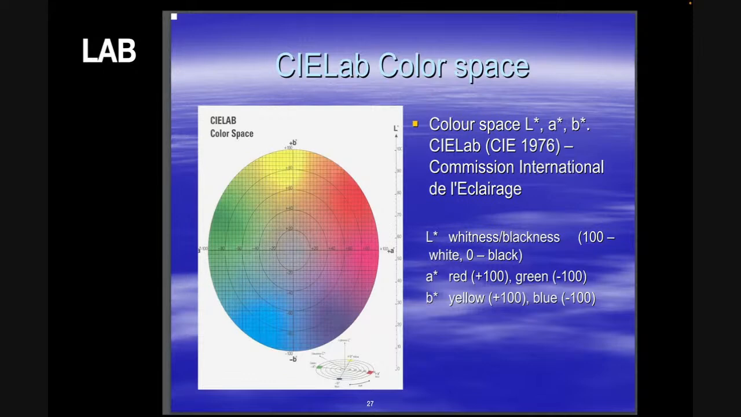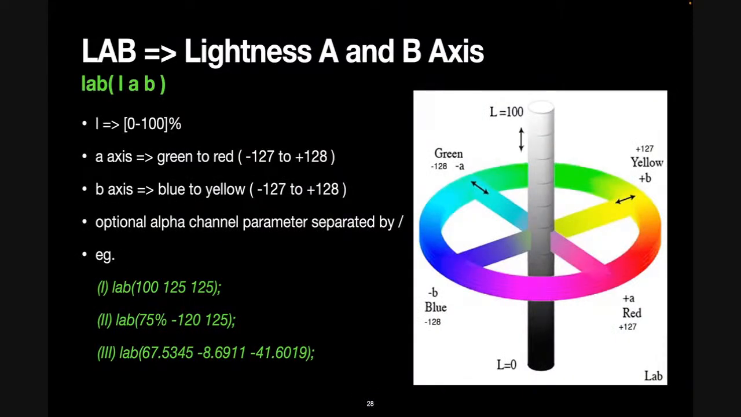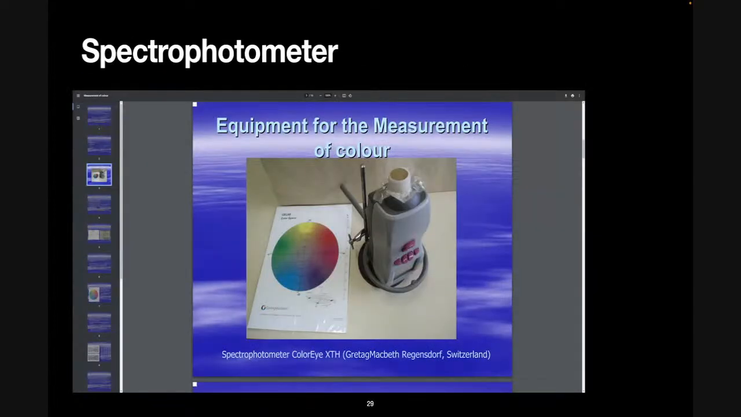They are given: lightness is 0 to 100%, and the A and B axes are from -128 to 127. A axis is red to green, and B axis is blue to yellow, plus B, minus B. So these are the LAB signature, so there is syntax. This is the equipment to check the color. By this equipment, they check the color of any element.